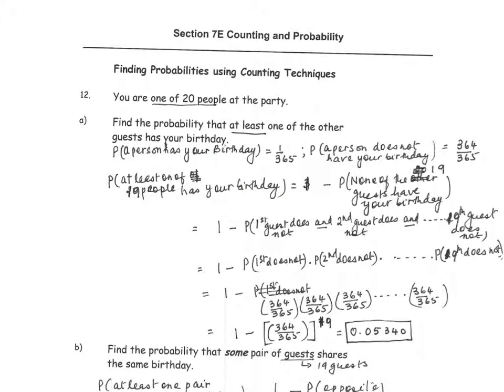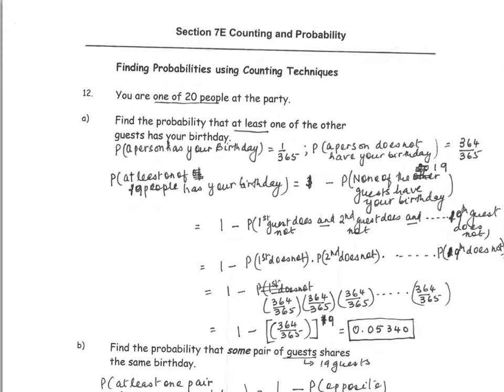We will continue with section 7E, which is counting and probability, and we'll do pages 7, 8, and 9 in this video. Now, here's an interesting problem. Problem 12. Let's look at it.